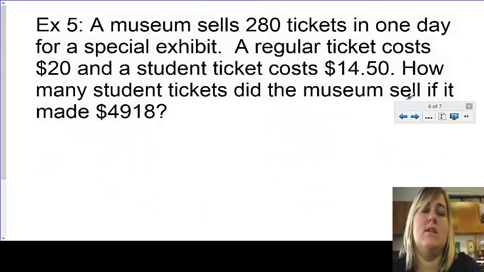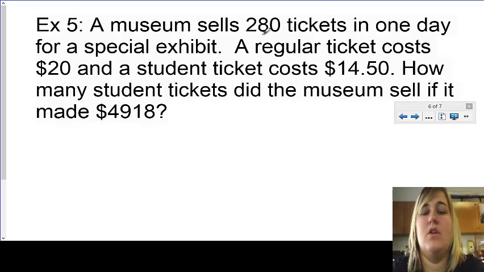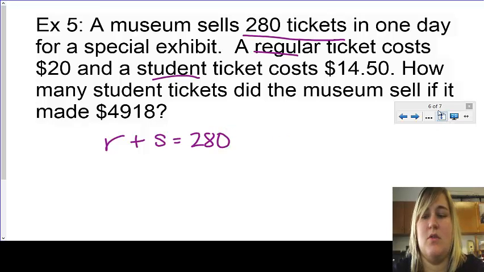Last example says a museum sells 280 tickets in one day for a special exhibit. A regular ticket costs $20 and a student ticket costs $14.50. How many student tickets did the museum sell if it made $4,918? So they tell us that they sold 280 tickets. And of those tickets, we know that some of them are regular and some of them are student. So it asks for student tickets is what we're looking for. So I'm going to say that regular tickets plus student tickets has to equal 280 tickets. That has to be my total.